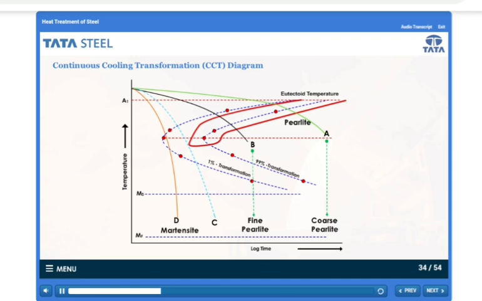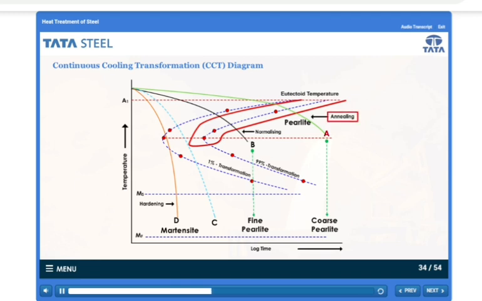The microstructure of steel, whether fine or coarse, depends on the cooling rate. The higher the cooling rate, the finer the microstructure. Now look at curve C. It is tangent to the nose of the TTT curve. It is important to note that the cooling rate associated with this cooling curve is called the critical cooling rate for this steel.